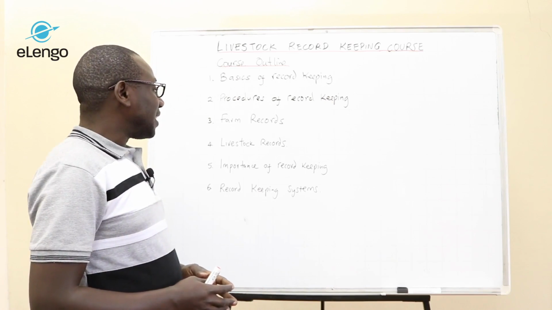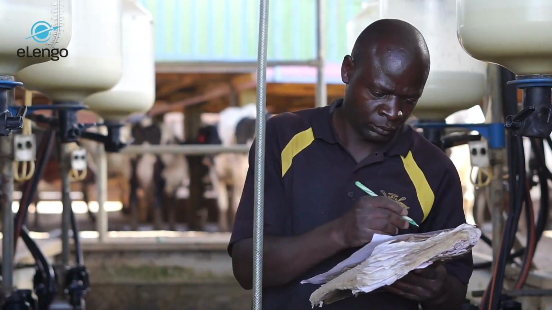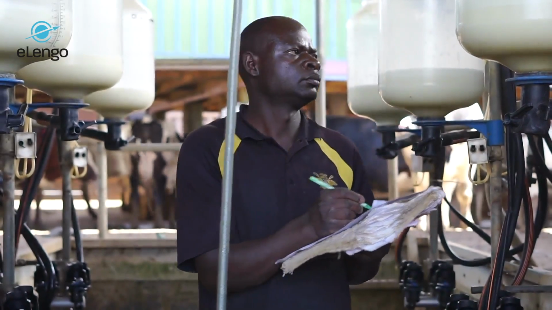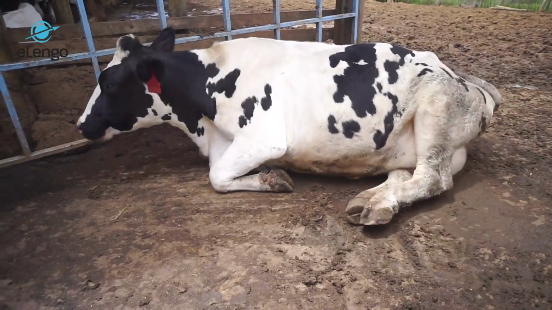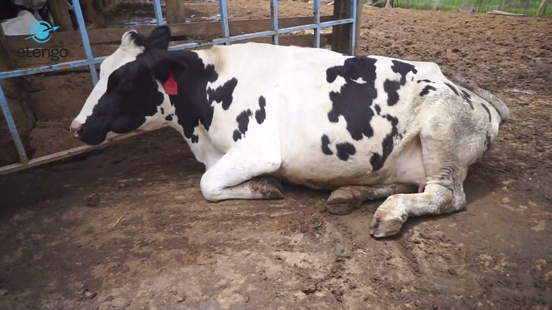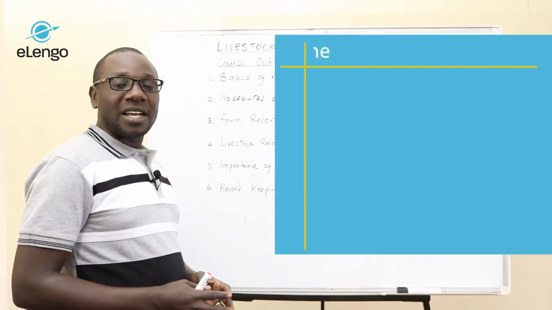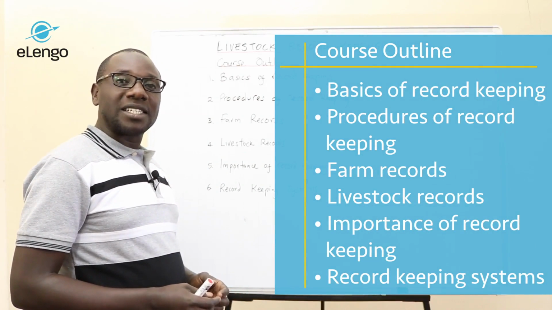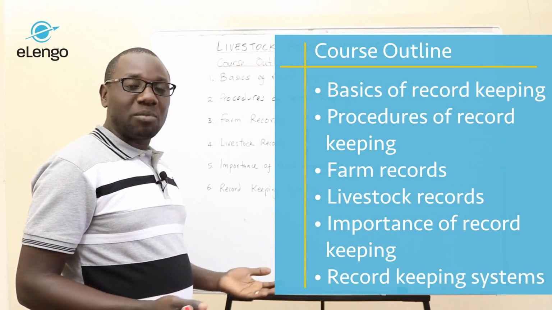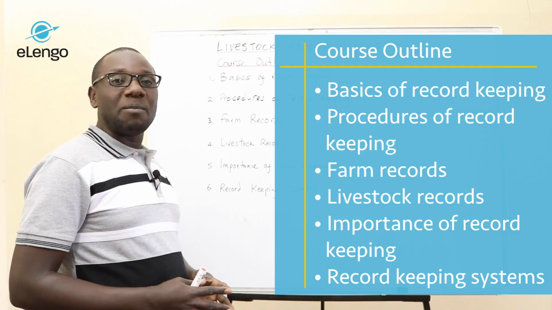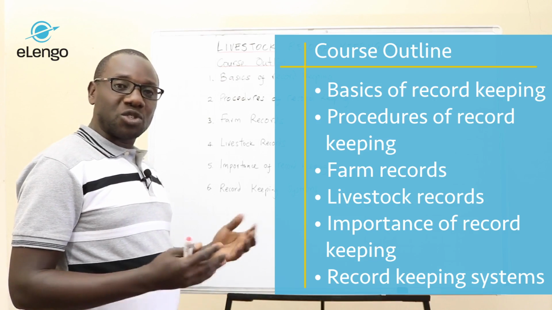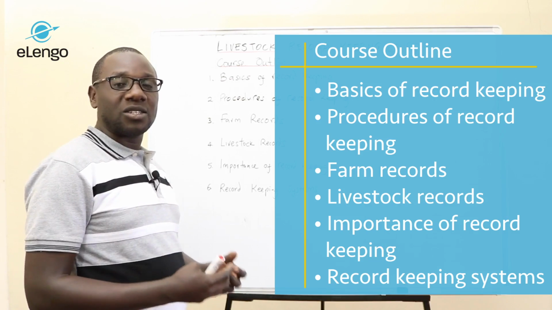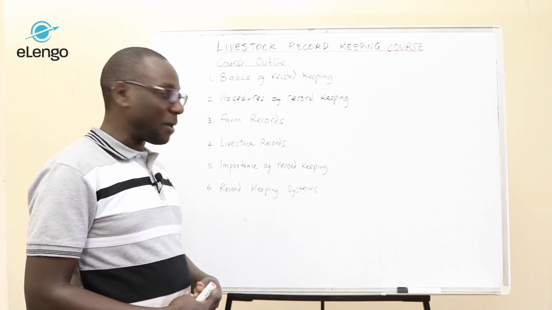We'll also be looking at livestock records, which is going to be the main basis of our discussion throughout this course. We want farmers to understand what are the records that are required to be kept regarding the livestock that is kept on the farm. We shall be looking at examples of records that farmers need to keep, and also be demonstrating the way these records should be kept and how farmers should be guided to do proper record keeping.